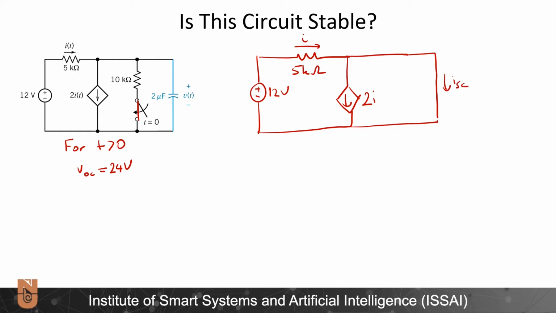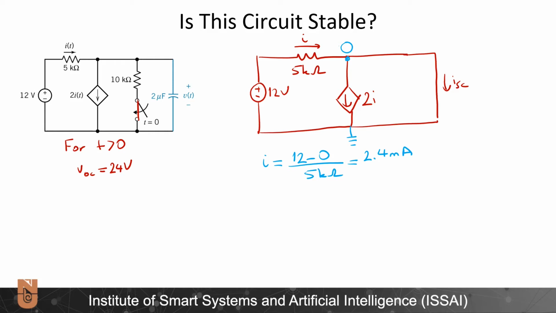I will try to solve this again using node voltage analysis. I will define here the voltage, but I see that it is directly connected over this short circuit to the reference node, so it is equal to 0 volts. Then from here I can calculate I as 12 minus 0 divided by 5 kilo ohms, which is equal to 12,000 divided by 5,000, 2.4 milliamperes.